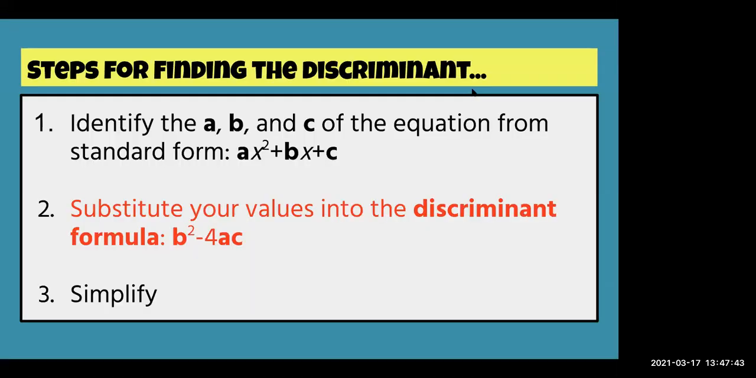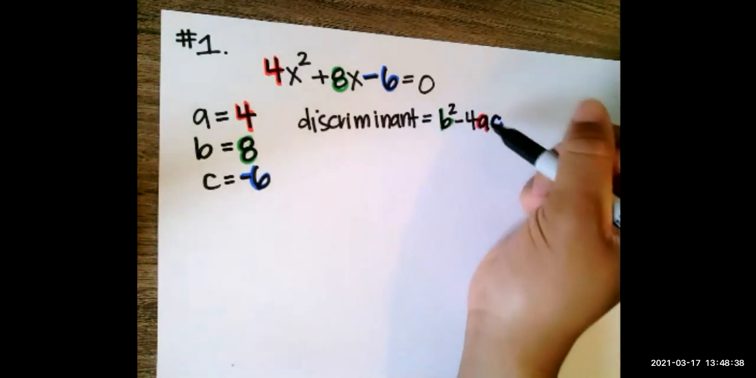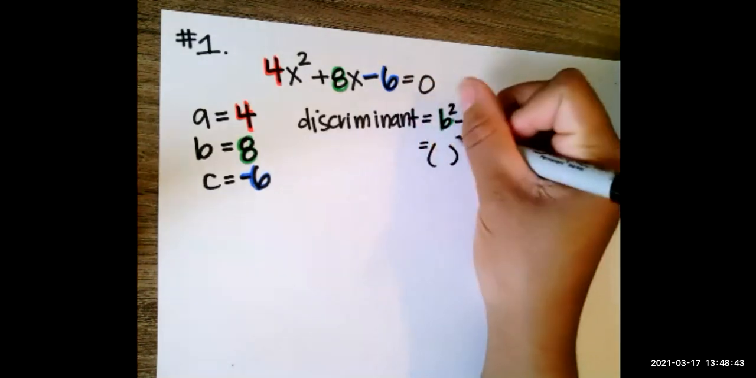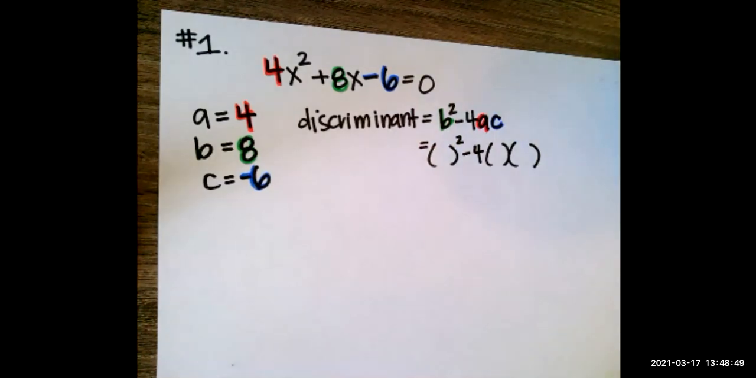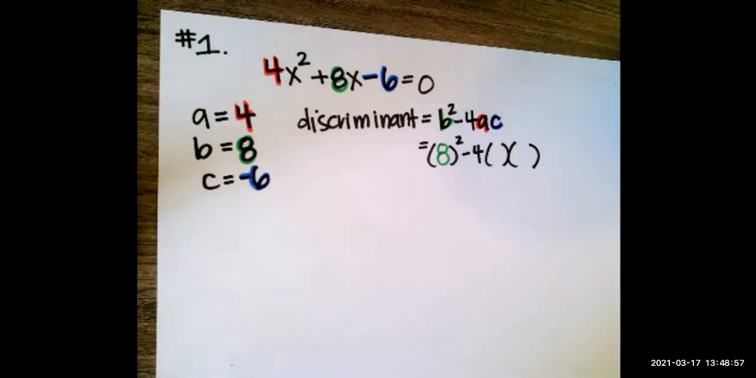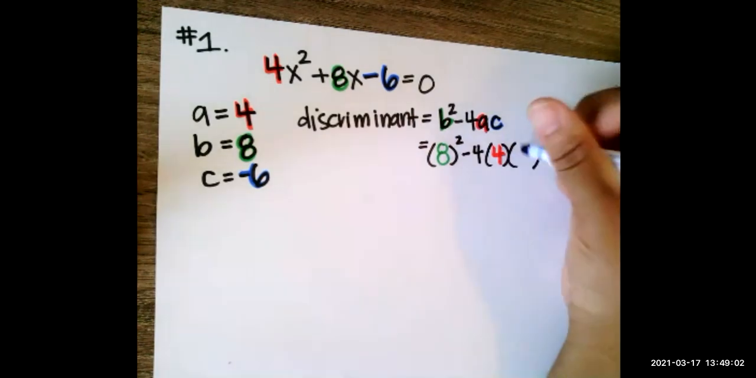In step 2, I need to substitute all values into the discriminant formula b squared minus 4ac. The first thing I'm going to do is replace b, a, and c with parentheses. This helps me remember which items I'm going to substitute. I'm going to replace b with 8. I'll replace a with 4. And I'll replace c with negative 6.